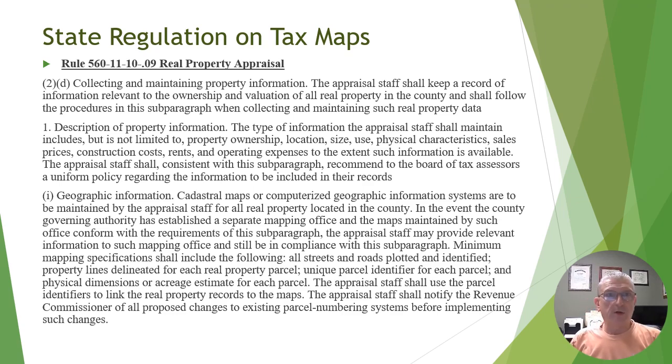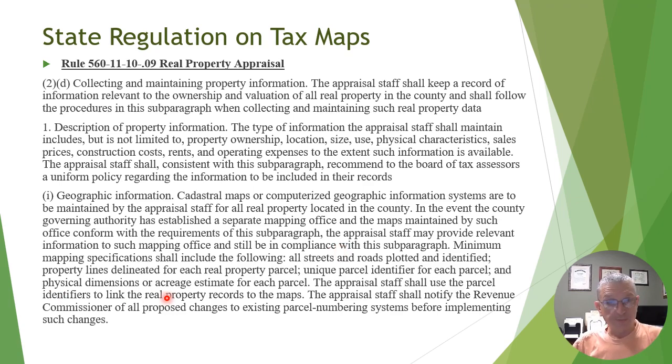So we have all these technical standards for land surveying. You have all this stuff that you have to do to learn how to survey property, such as take this and some other classes. Here's the entire rule in the state of Georgia regulations on real property appraisals regarding tax maps. I'll let you read it, but basically it just says that they have to keep one. Cadastral maps, which means maps that show property lines, or computerized geographic information systems are to be maintained by the appraisal staff. That's it. It does go on to say, in fairness, minimum mapping specifications shall include, and this just lists what has to be included.